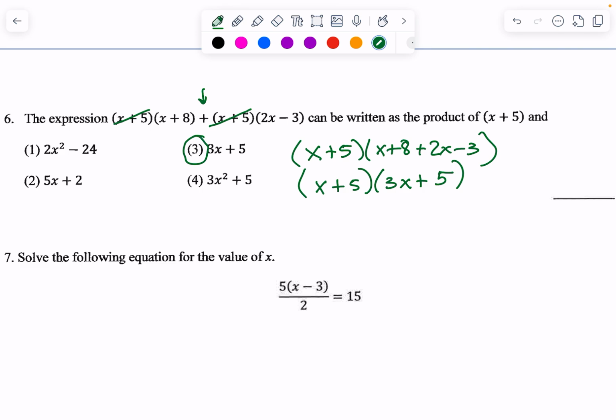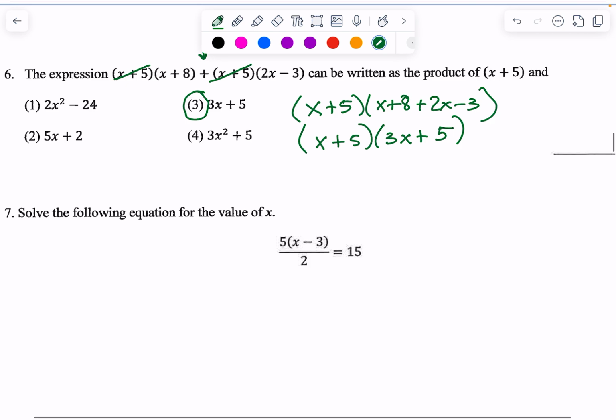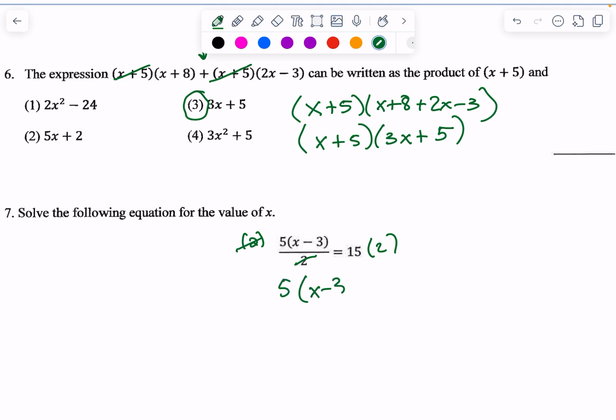Now solve the following equation for x. Let's multiply both sides by 2, that gets rid of the fractions. You be the fractionator, I get rid of fractions. Those two go like that, and I have 5x minus 3 is equal to 15.